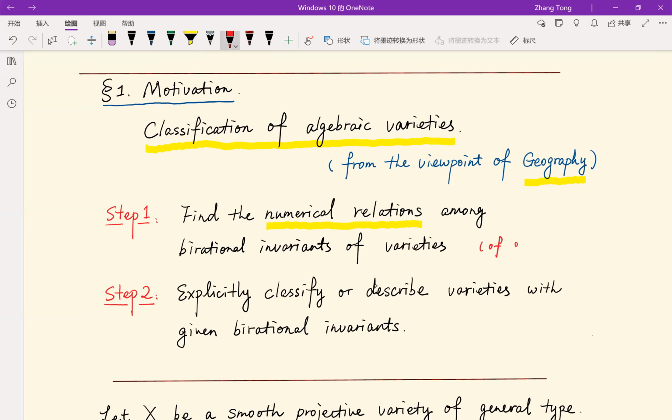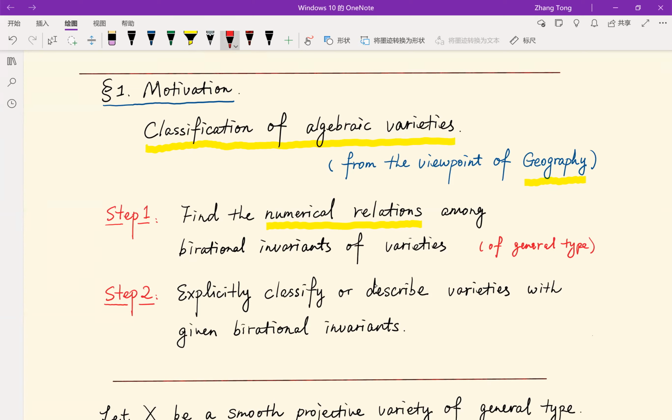I hope that you can see my writing. Okay, good. Is that okay? Yeah, we can see you. Okay, good, thank you. And this is the first step.